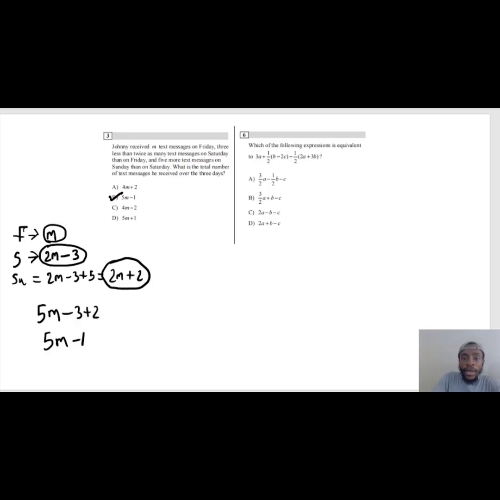So we have 3a. So let's expand this one. So it gives us 3a. 1 over 2 times b, that's what? b over 2. 1 over 2 times minus 2c, that will give us what?